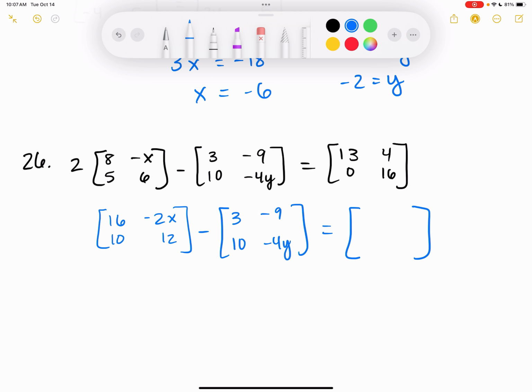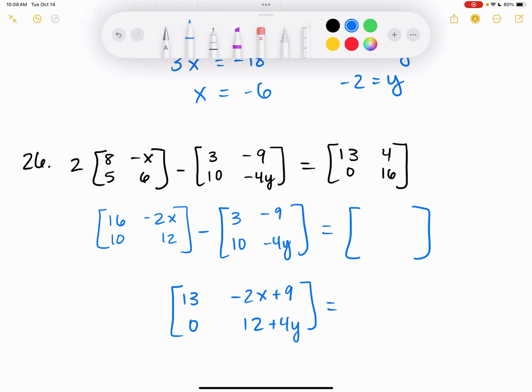So now what I need to do is combine these into one matrix. I'm going to have a 2 by 2 matrix. 16 minus 3 is 13. Negative 2x minus a negative 9, well that's negative 2x plus 9. 10 minus 10 is 0, and then 12 minus a negative 4y would be 12 plus 4y. Just like our normal rules of like terms, I can't add the 12 and the 4y or the negative 2x and the 9. They just have to be written separately.